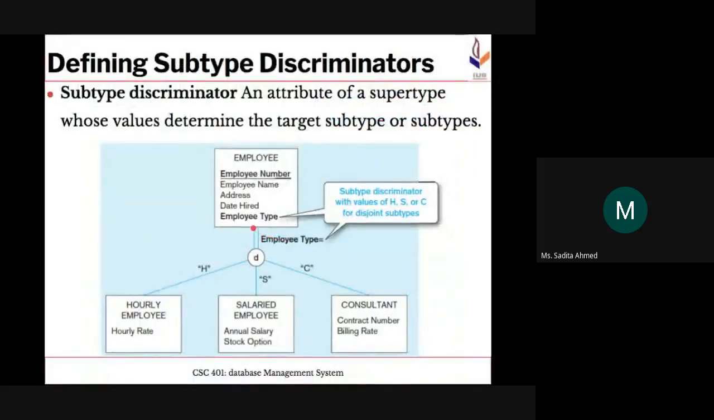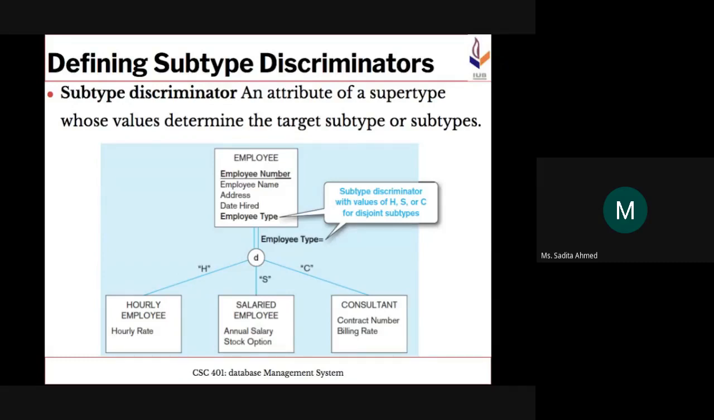Same goes for subtype discriminators when it's the disjoint rule: H, S, C, whichever the value is, you assign that. And obviously I hope it makes sense that H because it's hourly employee, S because salaried employee starts with S, C because consultant starts with C. All right. Now, subtype discriminators are not mandatory in exams. If the subtype discriminator is not hinted at in the business rules, it's not mandatory that you draw the subtype discriminator.